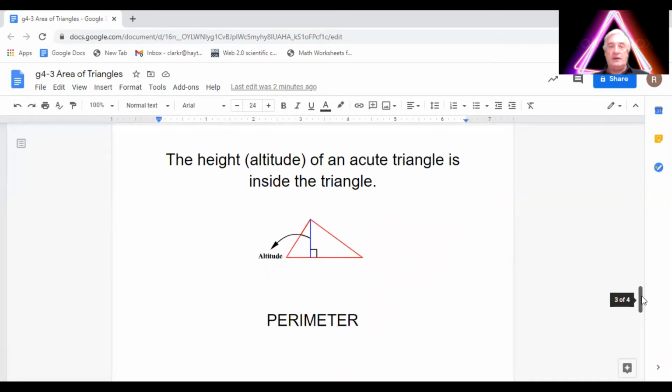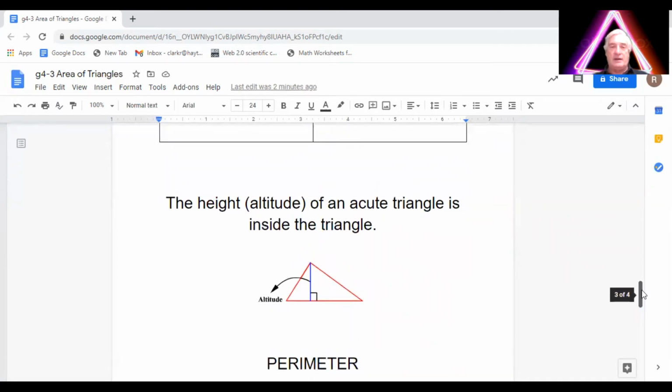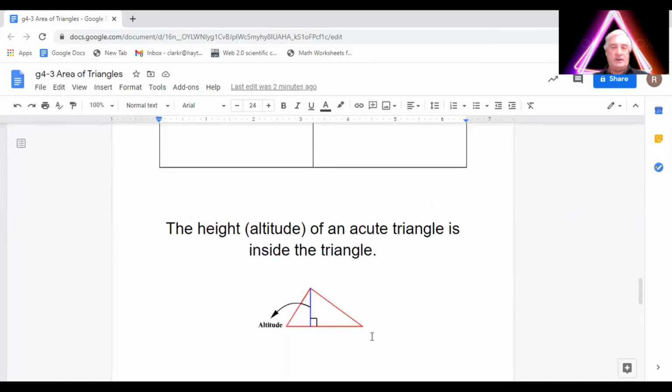Now, the area of a triangle is 1/2 the base times the height. So let's actually do one.